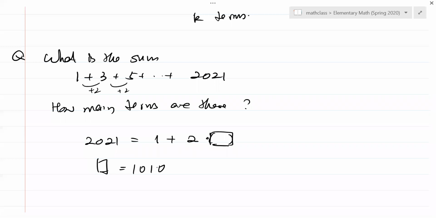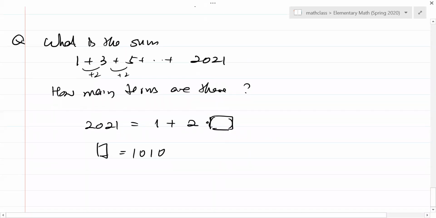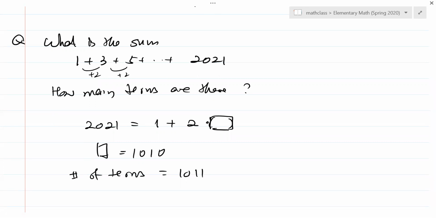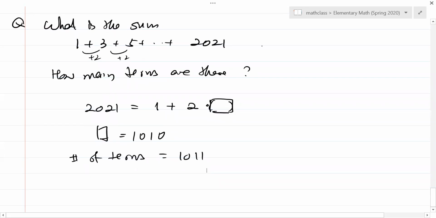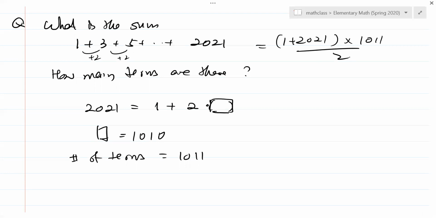But that's not the total number of terms. The total number of terms is going to be 1011. Yeah, think about why it is. And then you can find the sum. The sum is going to be 1 plus 2021 times 1011 divided by 2.